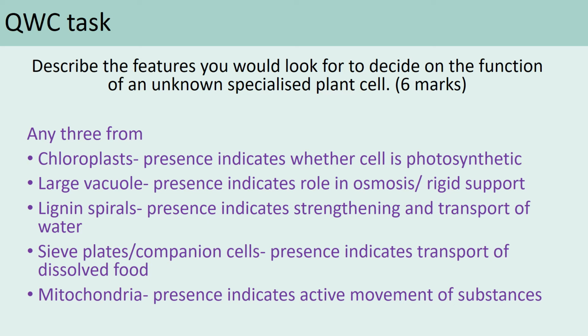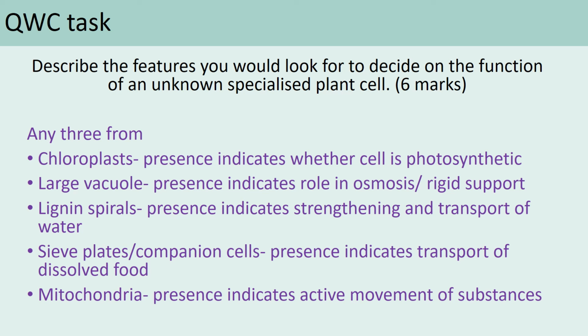Now, you might have said something about whether it has extra cellulose or something like lignin in the cells, like in the xylem tubes, because that is probably indicating that it's there for strengthening the plant because they don't have a skeleton, or to do with the transport of materials such as water. You might have said that you were looking for sieve plates or companion cells, because that's going to be to do with the transport of dissolved food, because sieve plates and companion cells are only found in phloem vessels.